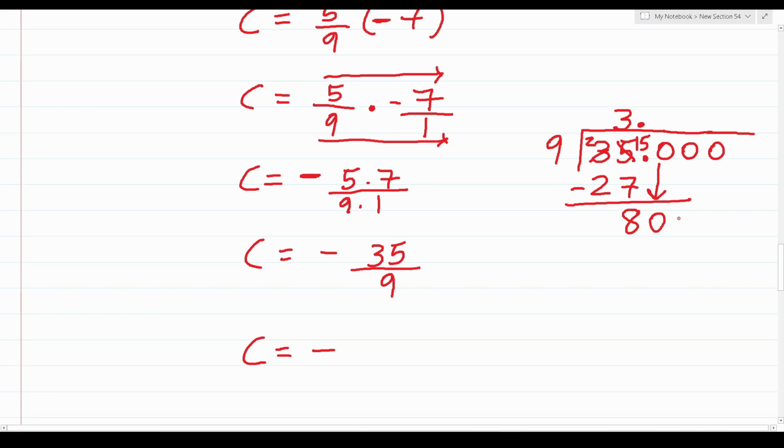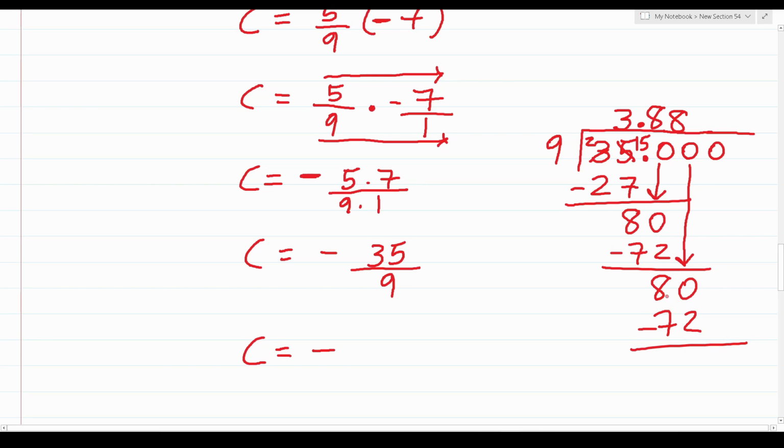Well, 9 times 9 would be 81, and 9 times 8 would be 72. So this is going to be 8. 9 times 8 is 72. 80 minus 72 is 8. So we're going to drop down another 0. Again, 9 goes into 80 8 times. 9 times 8 is 72. 80 minus 72 is 8. So we can see that this is going to repeat over and over again.